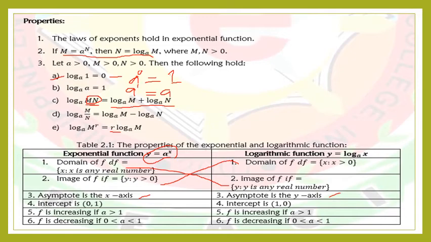And then yung intercept ni exponential is 0 and 1. And then yung kay logarithm naman, logarithmic function is 1, 0. Baliktad, no? Sa exponential function, f is increasing if a is greater than 1. And then dito naman, parehas lang sila. F is increasing if a is greater than 1. The same lang din, f is decreasing if a is between 0 to 1. Parehas lang sila. And then f is decreasing if a is between 0 to 1. So, the same sila ng properties.